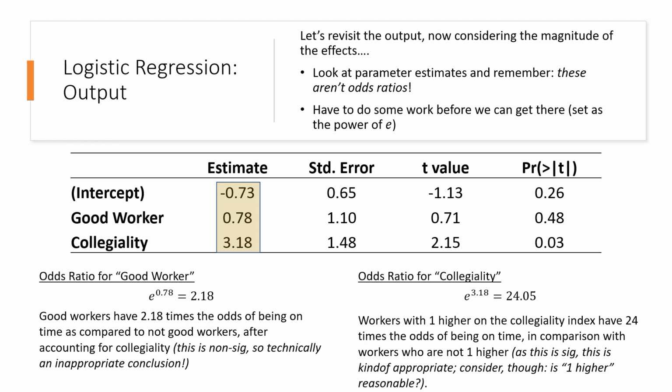But that way, this interpretation of collegiality would be a lot more appropriate, because right now, this 24 times the odds is talking about an unrealistic increase. That is an increase of 1 on the collegiality scale. When all values are between 2 and 2.5, an increase of 1 on that scale is impossible. So yes, if you increased an impossible amount, you would have 24 times higher odds of being on time. But again, within the scale, within the context, it's impossible. This would suggest we rescale the variable.